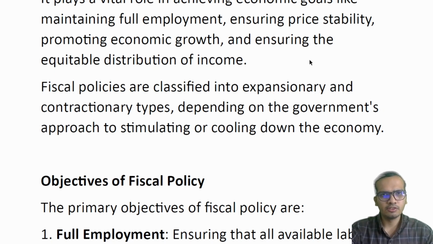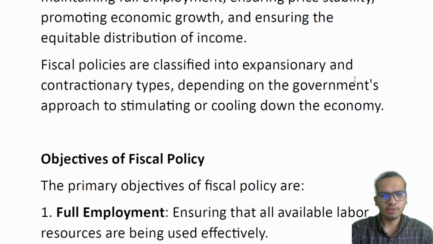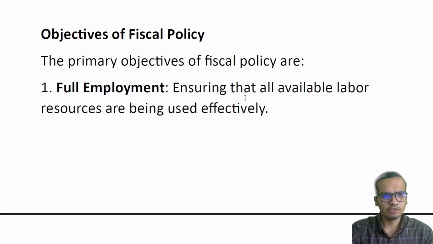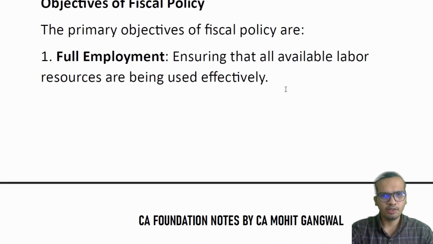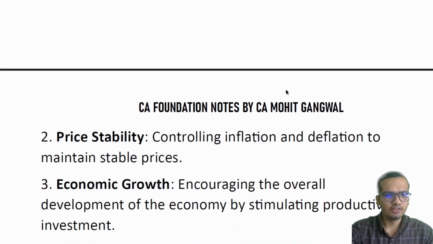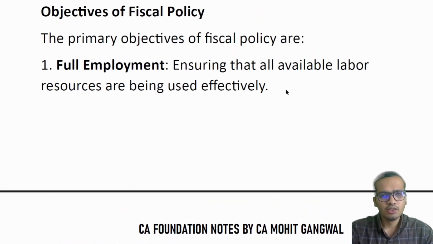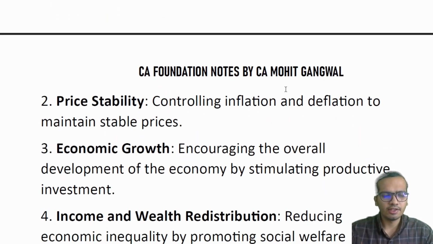So, fiscal policies are classified into expansionary and contractionary types depending on the government's approach to stimulating or cooling down the economy. So, here are the objectives of fiscal policy. The primary objectives of fiscal policy are full employment, price stability, economic growth, and income and wealth distribution. So, first, full employment, ensuring that all available labor resources are being utilized effectively. Second, price stability, controlling inflation and deflation to maintain price stability.